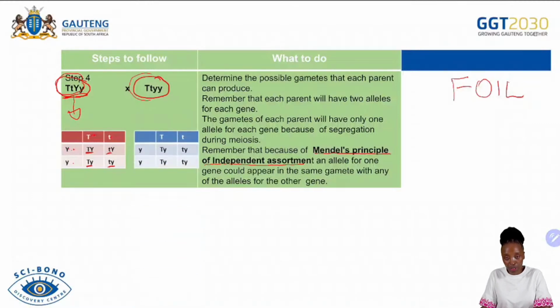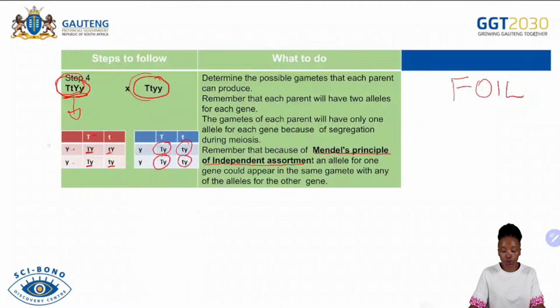And then again, we work out the possible gametes for parent number 2. Same thing happens. Different possibilities here. So this is one possible gamete, big T, small y. Another possible gamete, small t, small y, big T, small y, and small t, small y. So then these are all the gametes that are possible that can come up of these two parents.